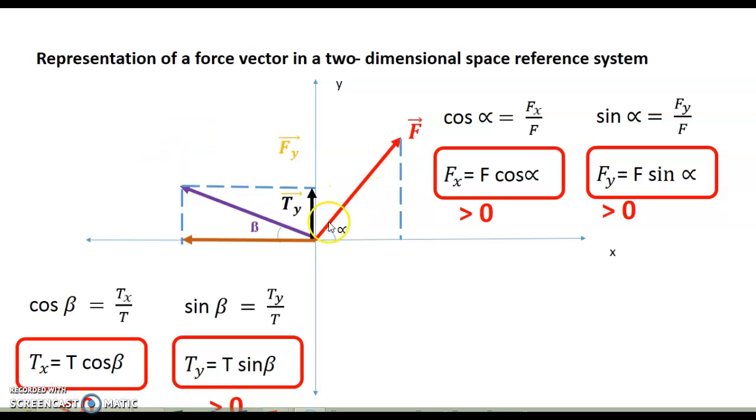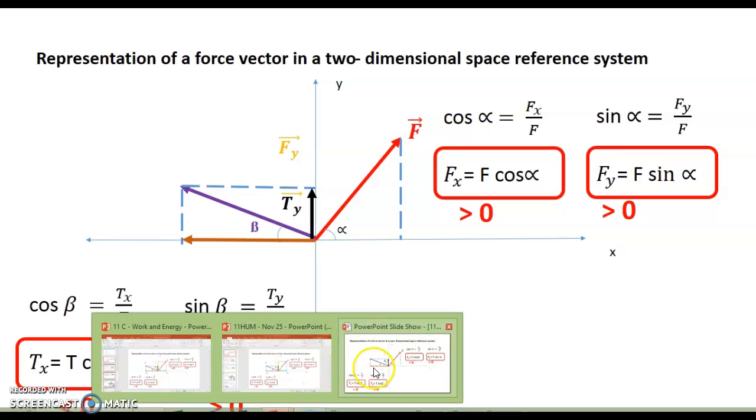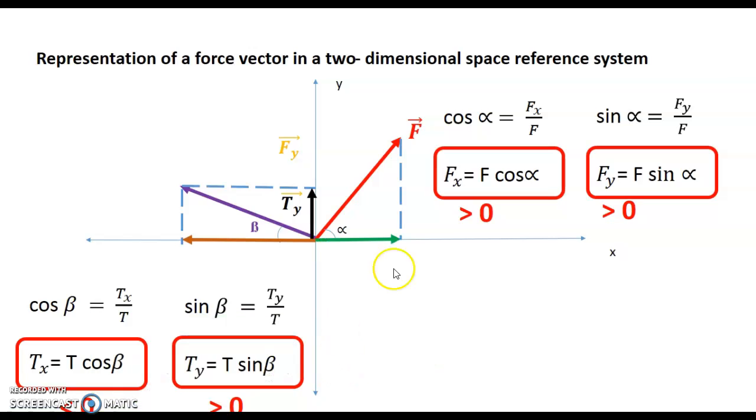Consider a force F that makes an angle alpha with the x-axis. Projecting it on the x-axis, we get Fx, which is the x component of the force, and here it's represented by a green vector. Projecting it on the y-axis, we obtain the Fy vector, which is the y component of F.